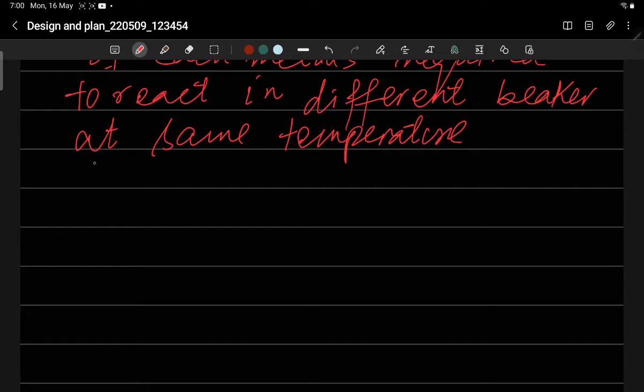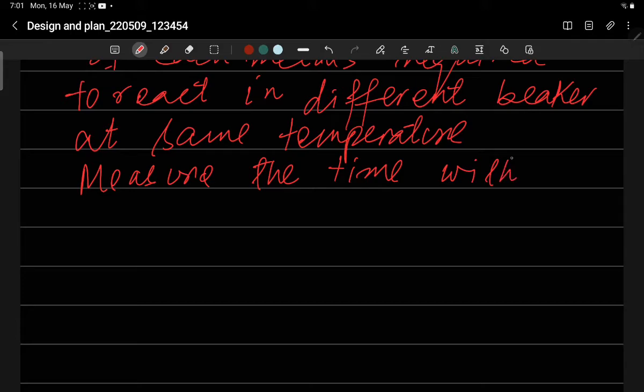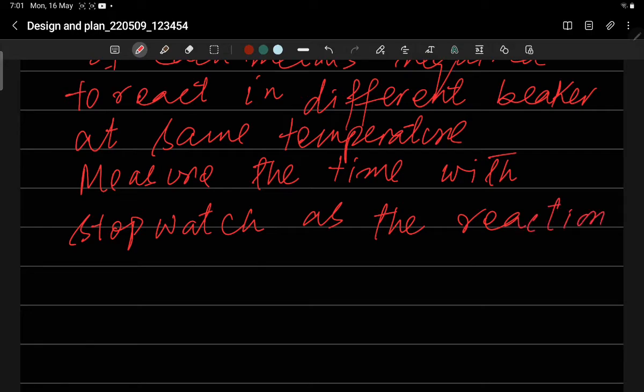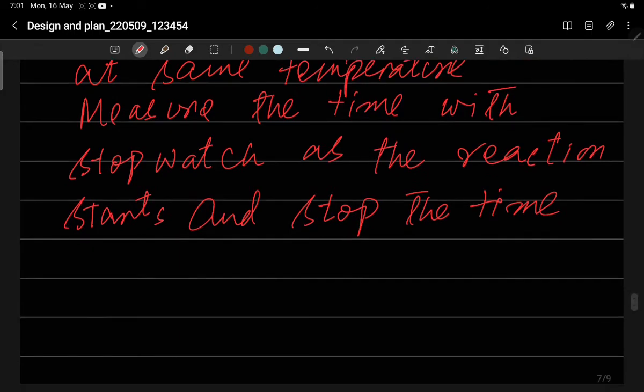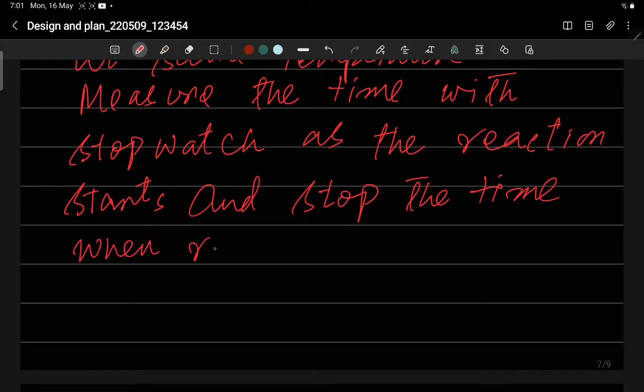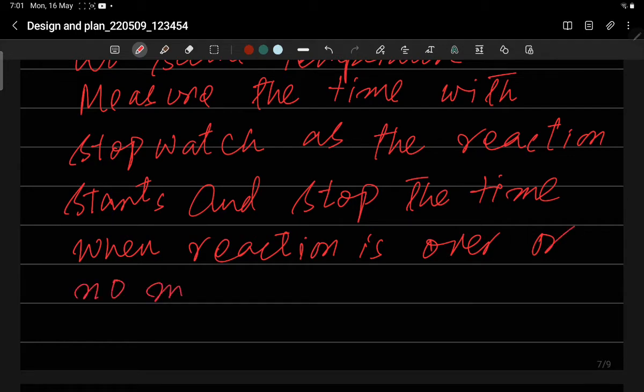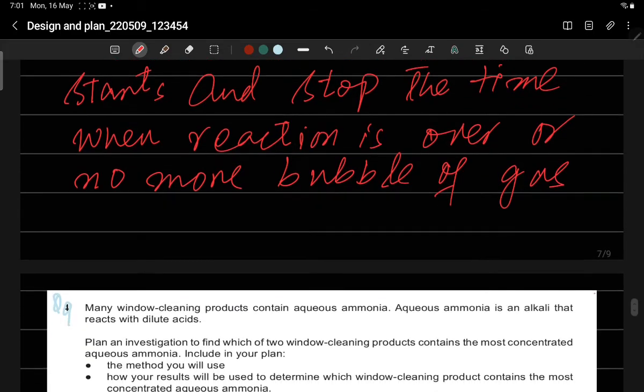Now measure the time with a stopwatch as the reaction starts, and stop the time when the reaction is over or there are no more bubbles of gas in the beakers.